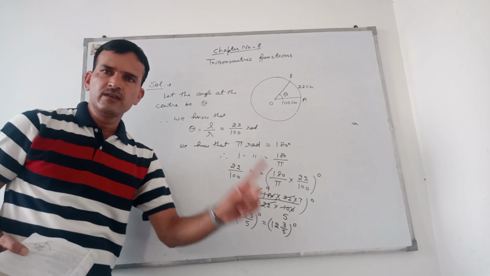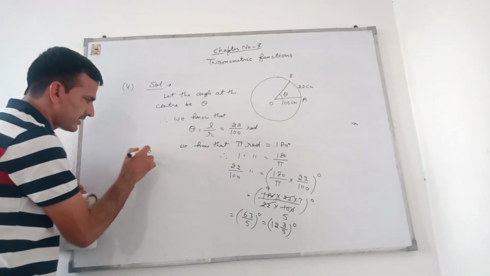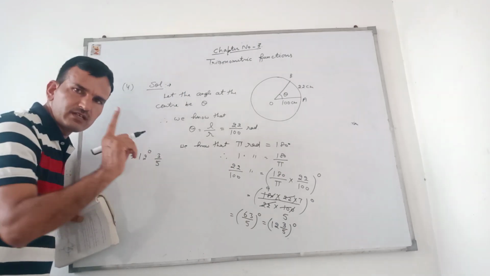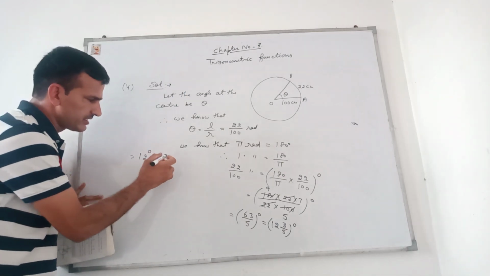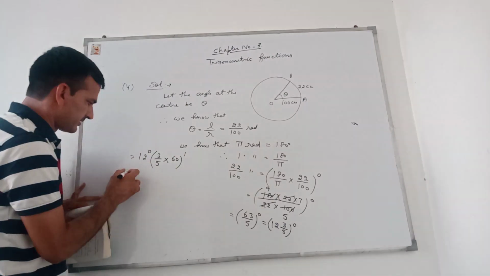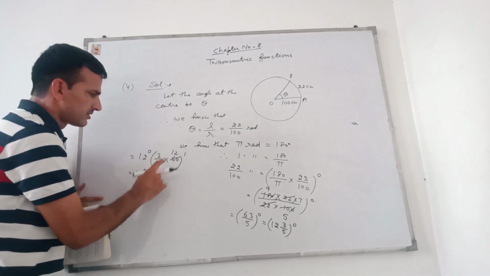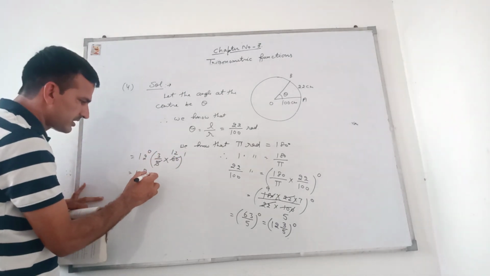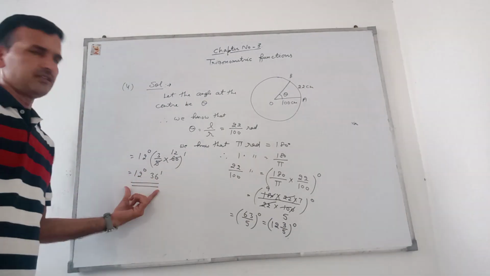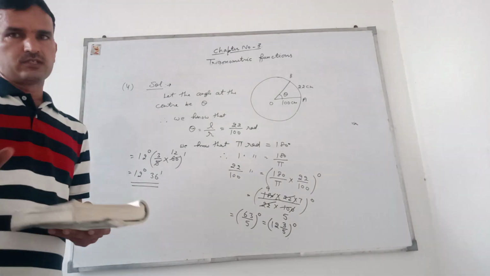Convert 3 by 5 into minutes. Now this can be written as 12 degree and 3 by 5 of a degree. Now convert this into minutes: multiply by 60. This becomes 12 degree, cancel out 5, 12 threes are 36 minutes. This is the angle in degrees. This is question number 4.